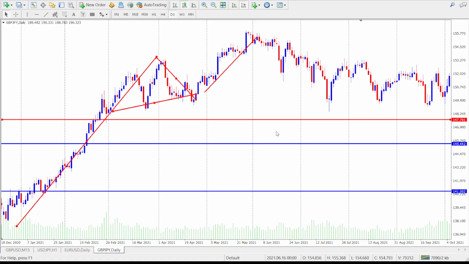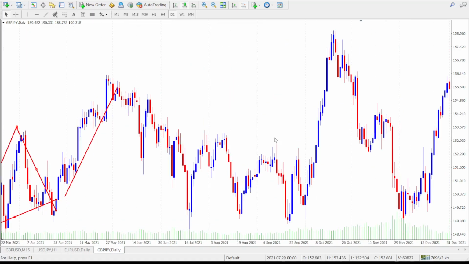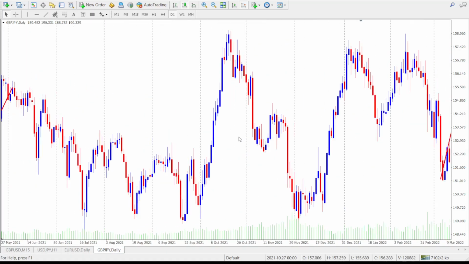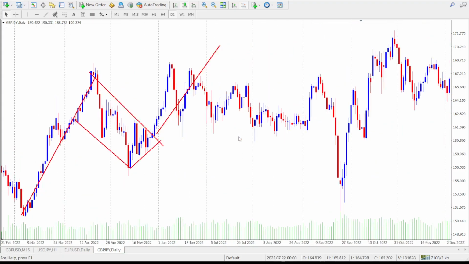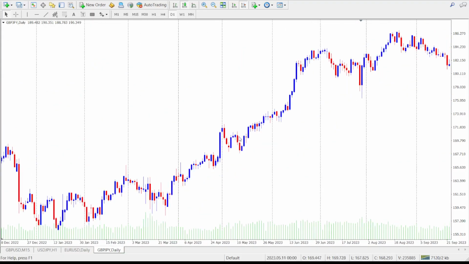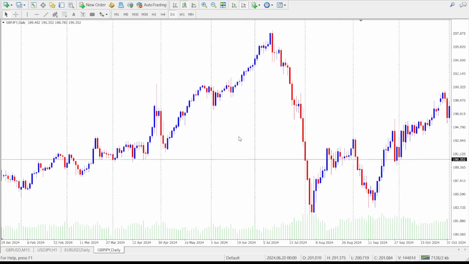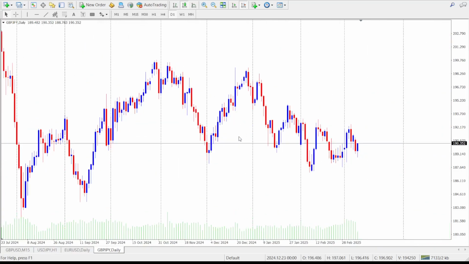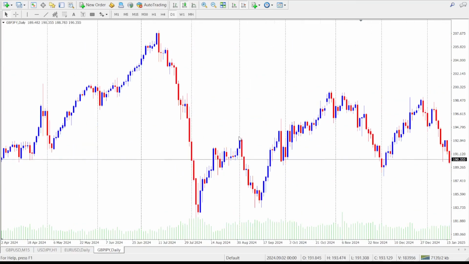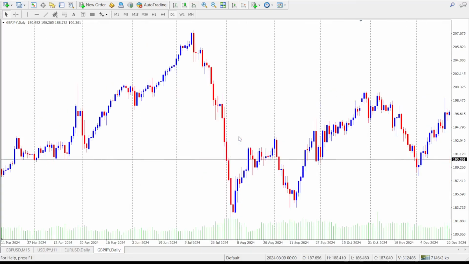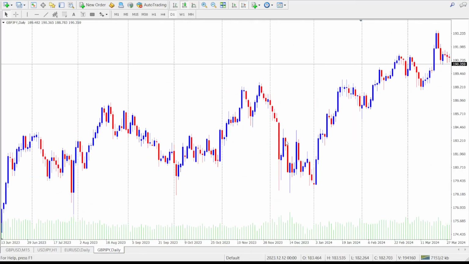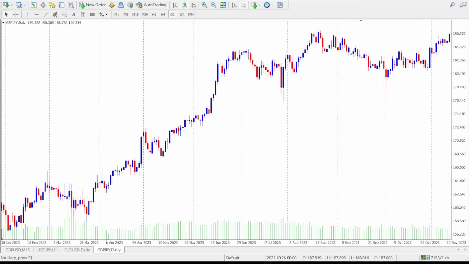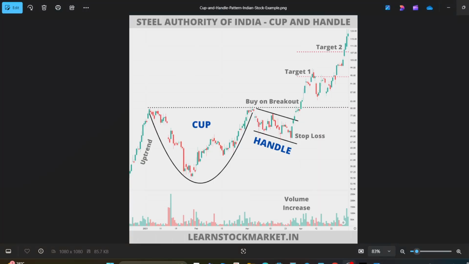Now we also have the cup and handle pattern. Okay, it's a bullish continuation pattern that looks like a teacup. All right, now that pattern may not always easily come around, but let's just see if we can find such an example. All right. So this is an example of a cup and handle pattern.